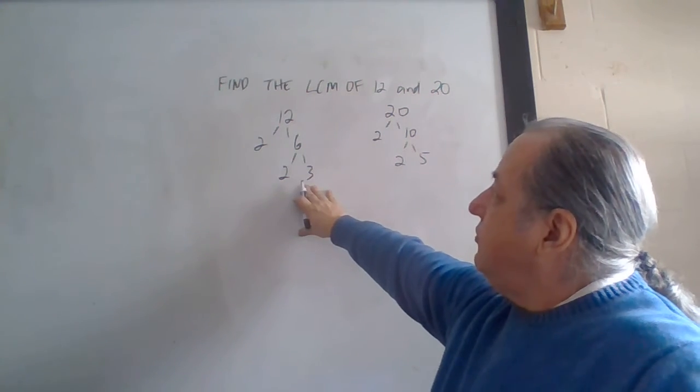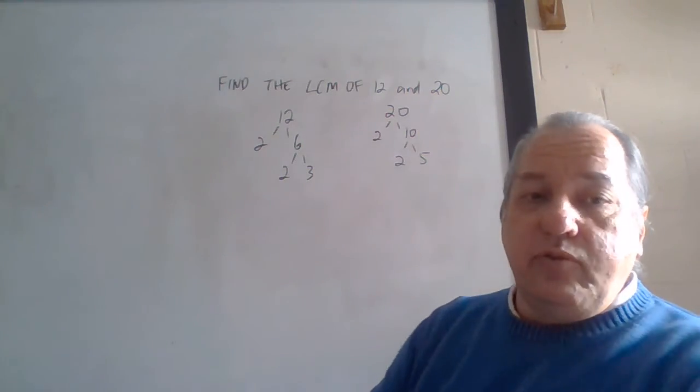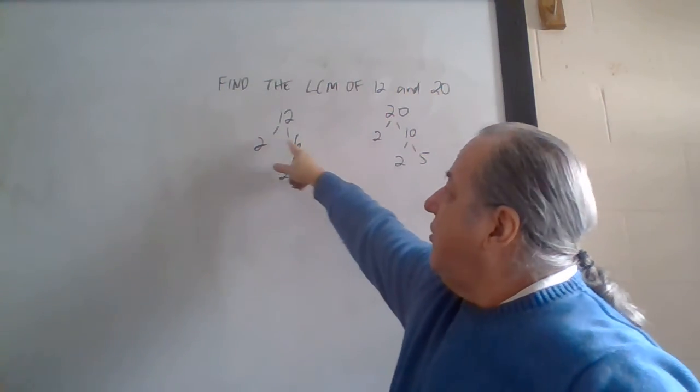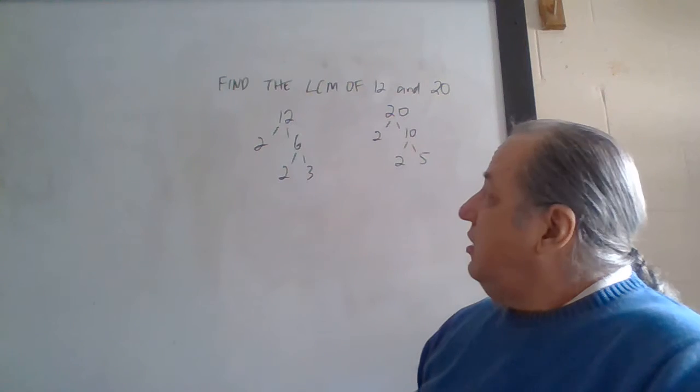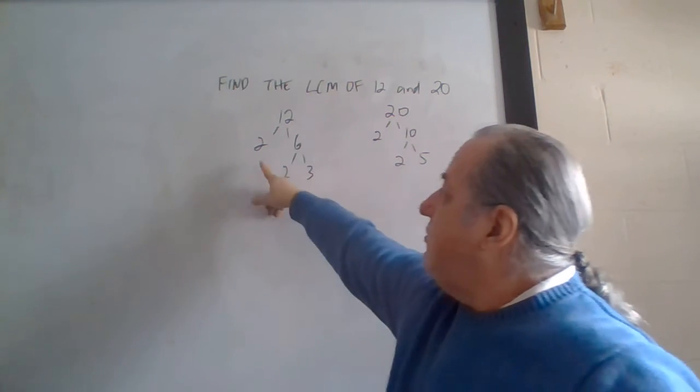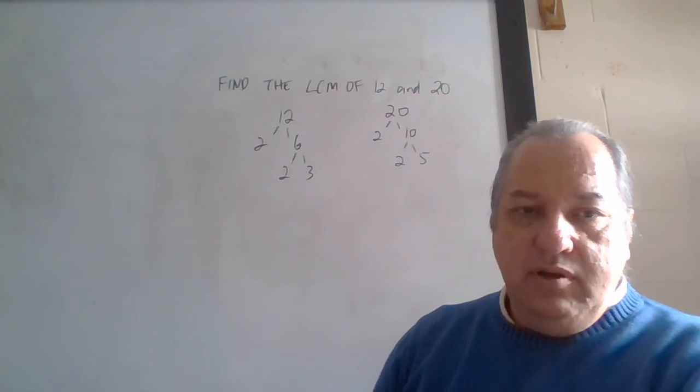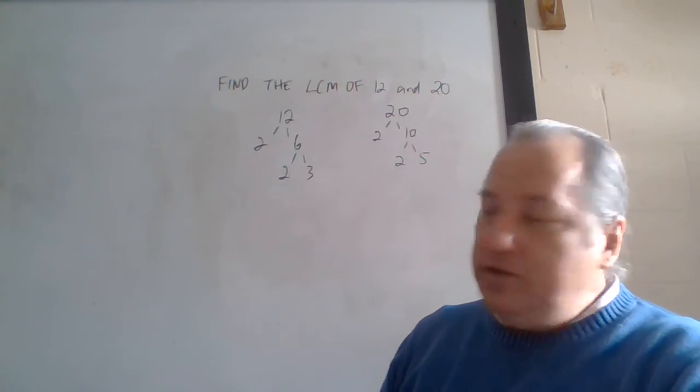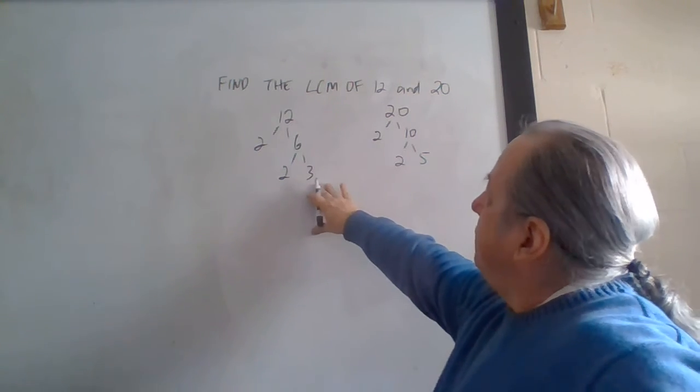Here's the factor tree for 12. And again, remember, there's different ways you can do a factor tree. I could have started out with 3 times 4 and then gone further down the tree, but you'll still end up with the same prime factors at the end of each branch.